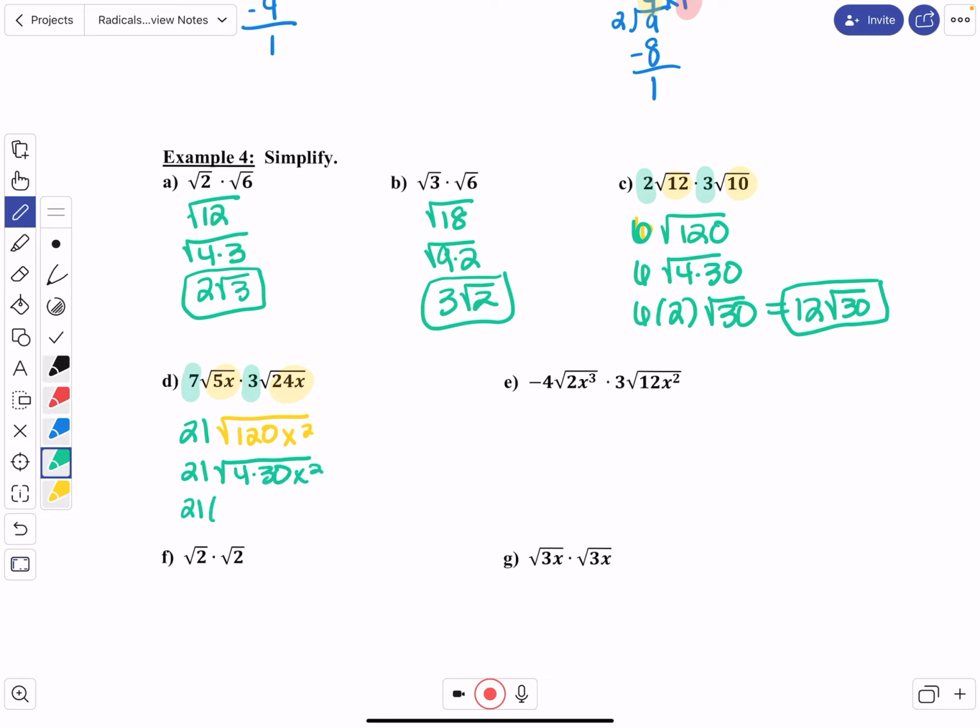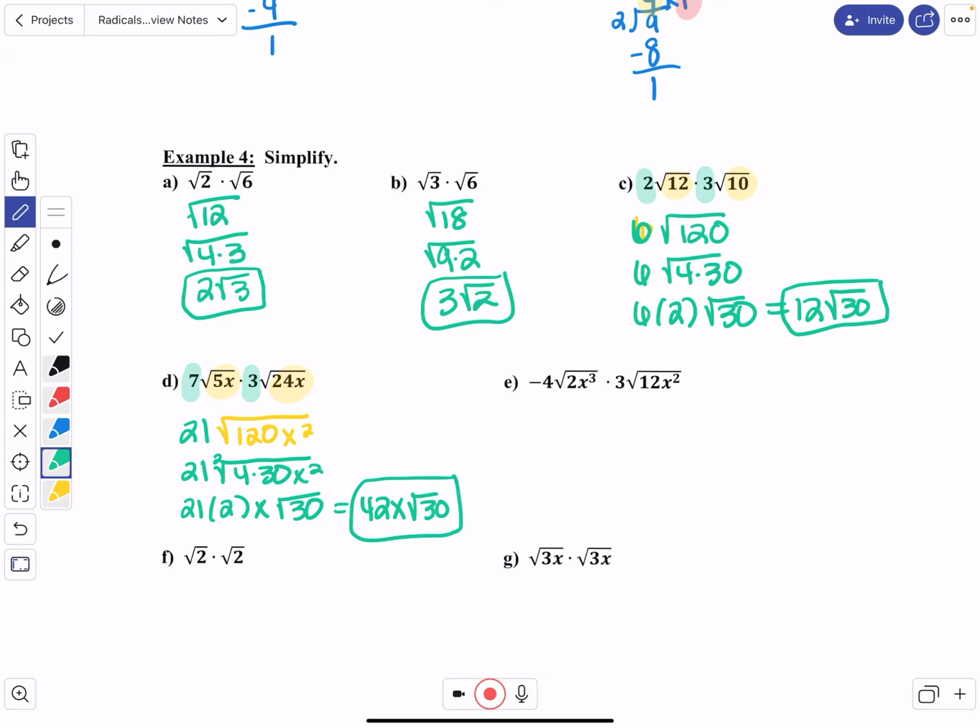So we've got 21. Square root of 4 is 2. 2 will go into x squared, because remember there's an invisible 2 there. 2 will go into x squared one time. And then I just have my 30 in my radical. And then 21 times 2 is going to be 42. So I have 42x square root of 30.